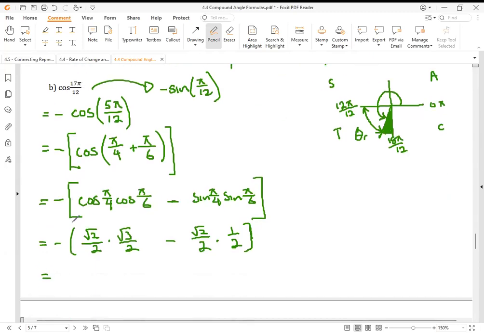Sort of. Just making sure I don't make any mistakes. It is the exact same, right? I'm not going crazy. Yes, it is the exact same. So we've got negative root 6 over 4 plus root 2 over 4, or you could write that as a single fraction. And there it is.